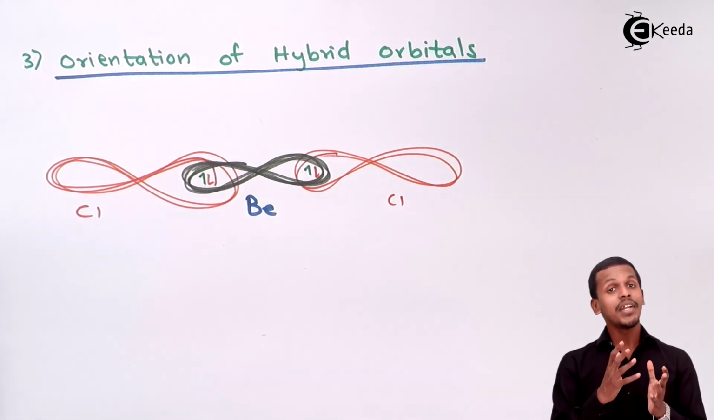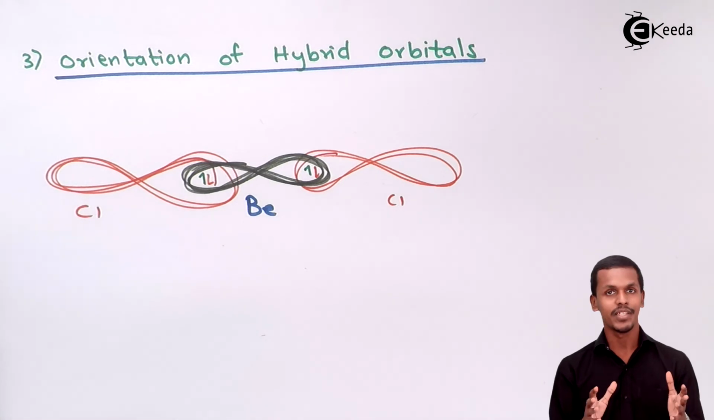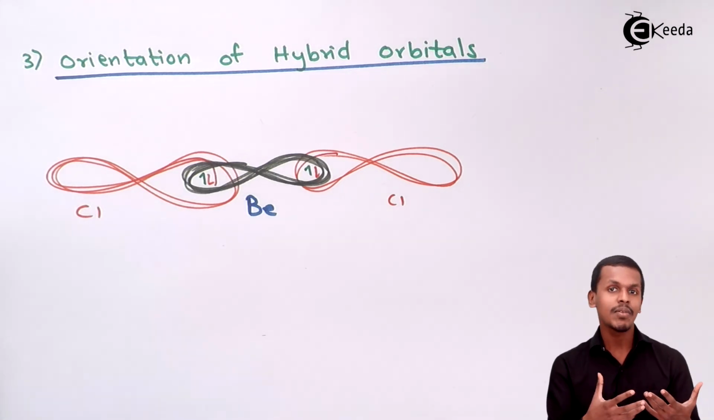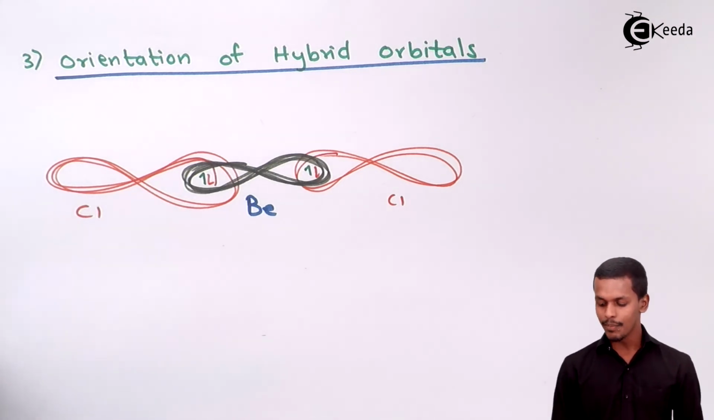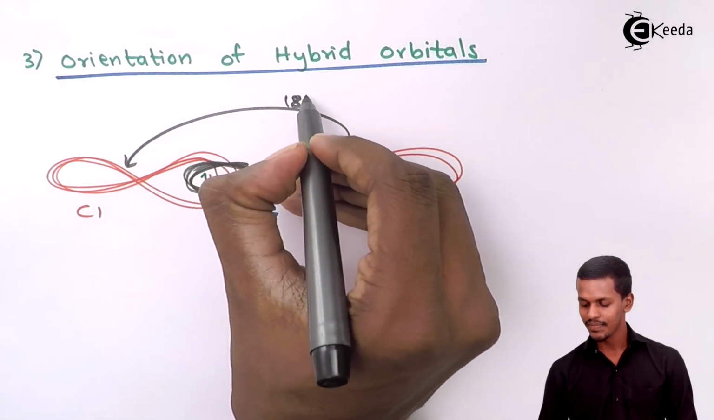Talking about bond orientation, it is nothing but the distribution of the atomic orbitals in space so that they would have no repulsion. As you can see, they are opposite to each other, and that is how they will have very little repulsion, and that makes the bond angle 180.